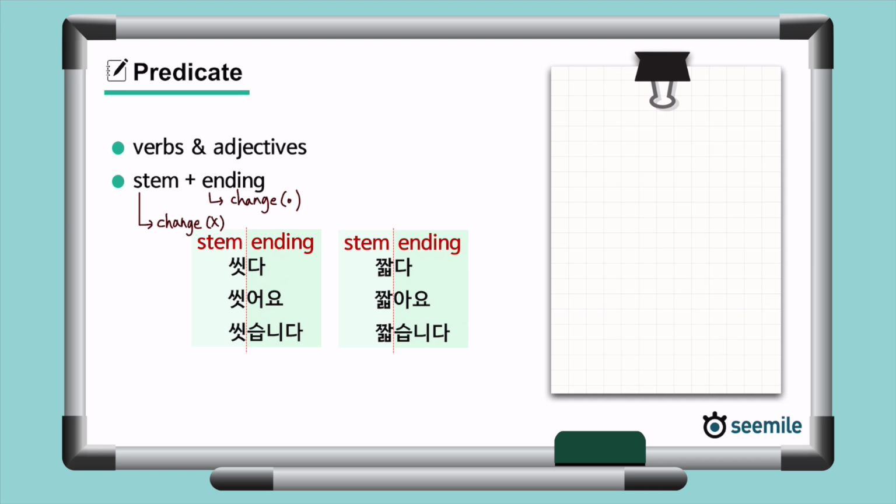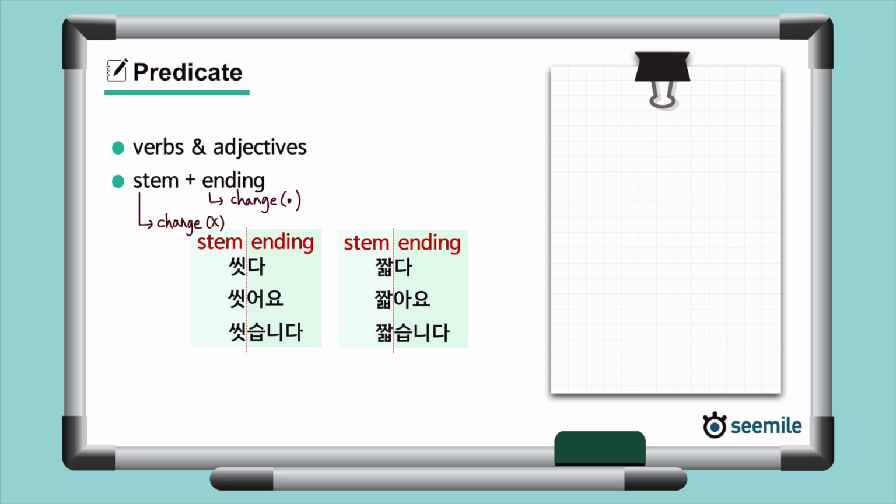Let's take another example. The conjugated form of the adjective 짧다, which means to be short, could be 짧아요, 짧습니다. Can you find the part of the word which remains unchanged even when it's being conjugated? Yes, 짧. So this 짧 is the stem and 다, 아요, 습니다 are the endings that undergo conjugation. To give you a tip, the only thing you have to do to figure out the stem is just deleting 다 from the dictionary form of verbs and adjectives.